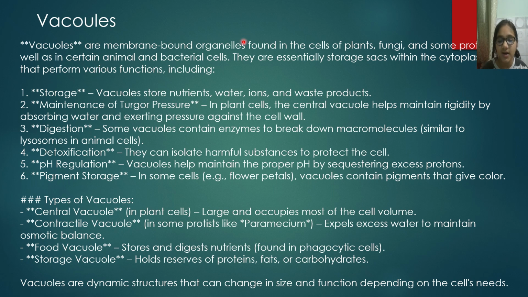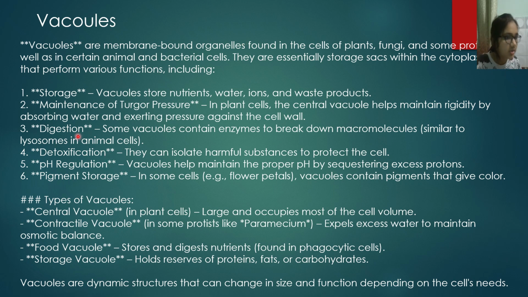They also do storage. What do vacuoles do? Store the nutrients, water, ions, and waste products. Maintenance of sugar pressure: in plants, only the central vacuole has to maintain rigidity by absorbing the water and exerting the pressure against the cell wall.